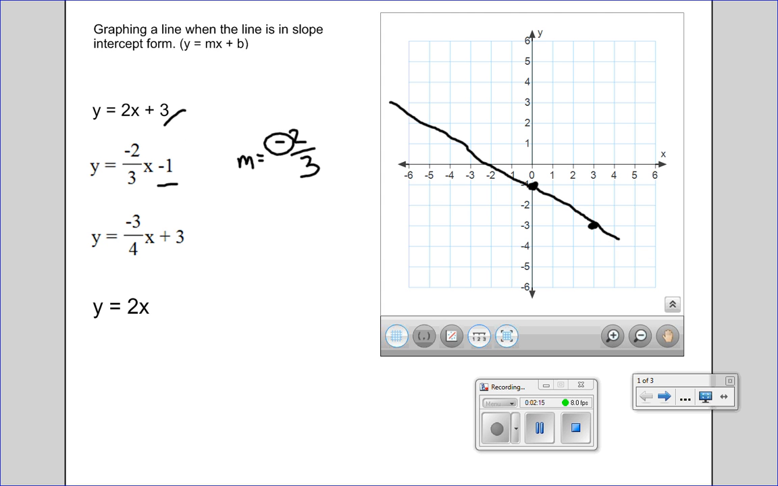On this next equation, y equals negative 3/4 x plus 3, give it a try to graph it yourself. Pause the video and on a sheet of paper, see if you can graph it.